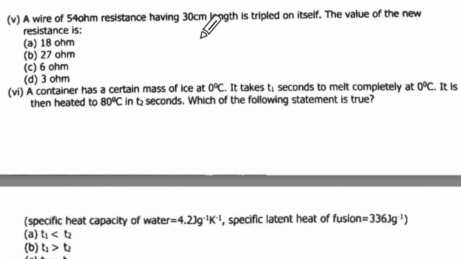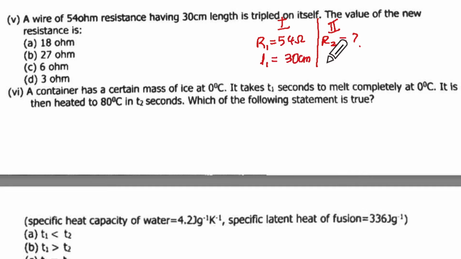The wire of 54 ohm resistance having 30 centimeter length is tripled on itself. So I have told you that if you are not able to do it mentally, you can show your R1 is 54 ohm, R2 we do not know, the length L1 is 30 centimeter and it is tripled on itself, so L2 becomes 10 centimeter and area of cross section is A.